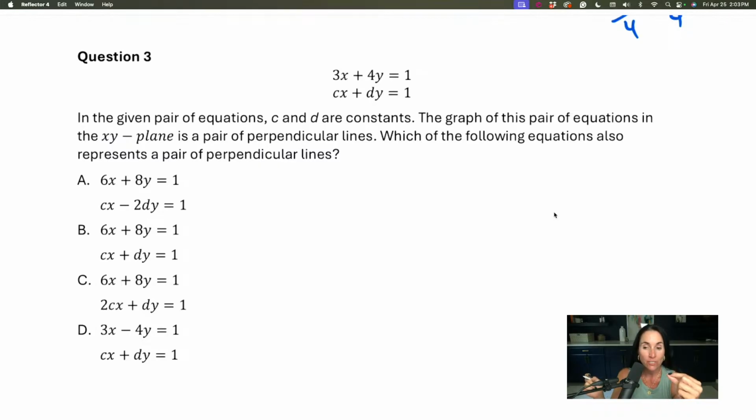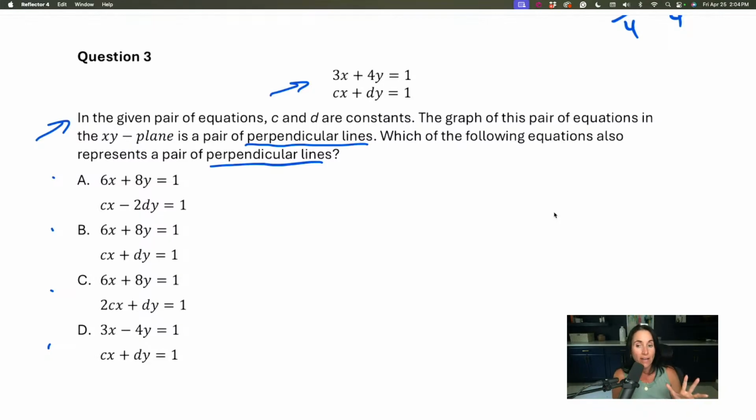So if you're being strategic and really trying to gain a good score on this, I want you to pay attention. Anytime you're given something like this, where you have two equations of a line in standard form, and in the scenario here, it says that they are a pair of perpendicular lines, and then you have A, B, C, and D, and you have the option of picking which other set is also perpendicular.